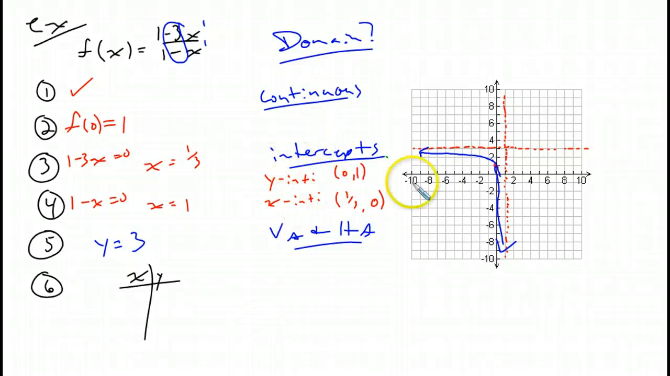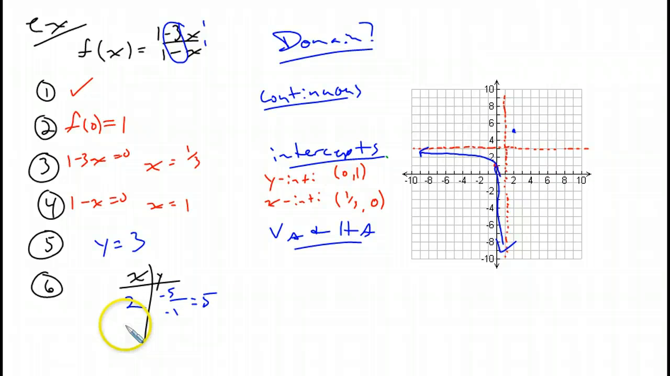So say that I choose, let's do 2. It's on that side of the vertical asymptote. So if I put in a 2, 1 minus 3 times 2 is 1 minus 6, so I have negative 5 over 1 minus 2 is negative 2, so over negative 1, so it equals 5. So I have the point 2, 5. So probably it's going to be up here, but I'm going to take another point just to make sure.